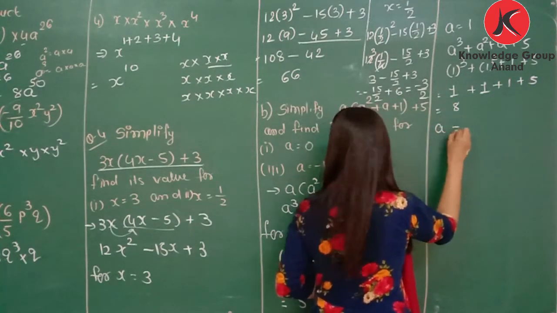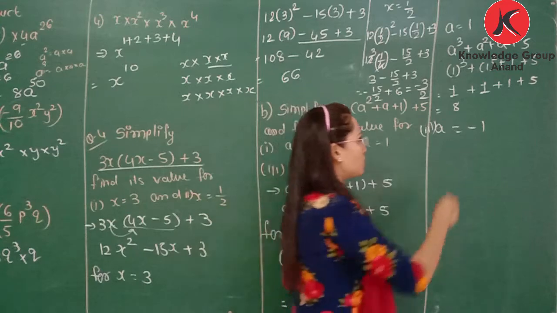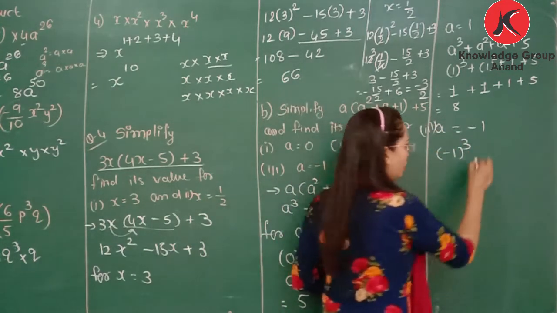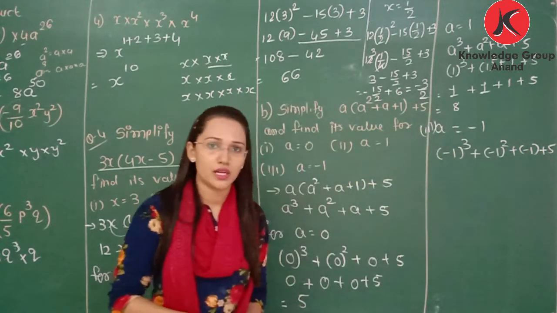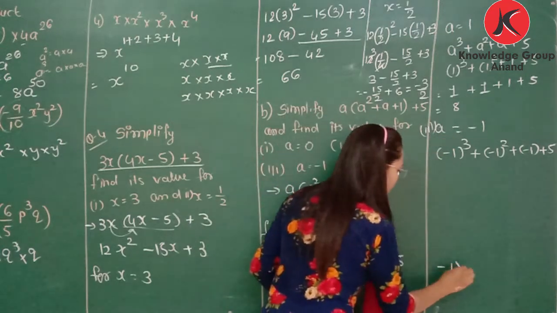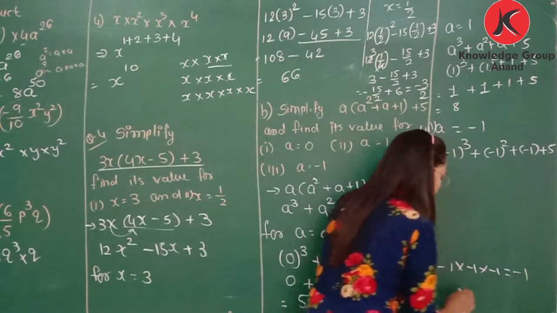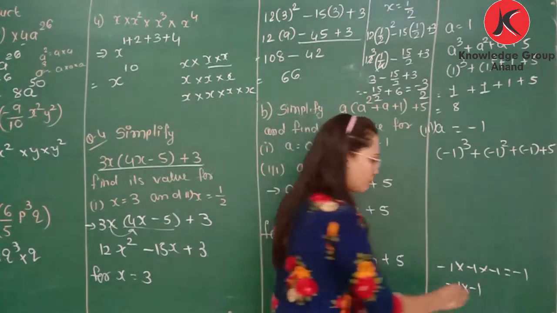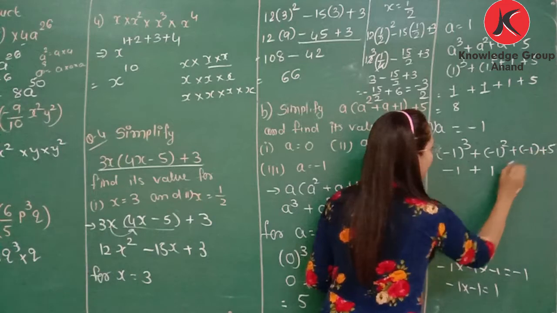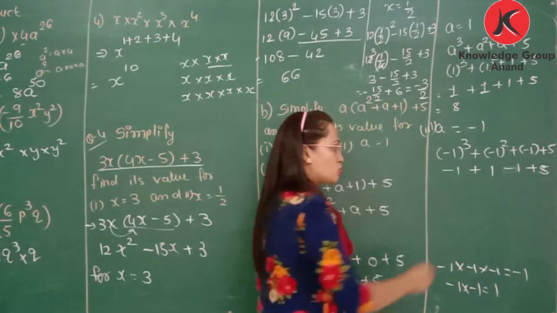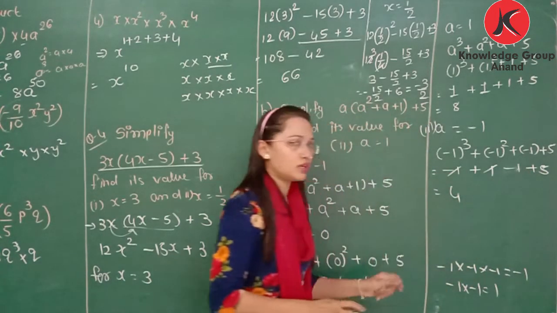Now for a is equal to minus 1. So instead of a you need to write -1. So here (-1) cube plus (-1) square plus (-1) plus 5. Now (-1) cube means -1 times -1 times -1. So it is concept of integer multiplication. So it becomes -1. If we multiply -1 two times, it becomes +1. So here -1 plus 1 plus -1 plus 5. So -1 plus 1 will be cancelled out. 5 minus 1 becomes 4. So this is our answer.